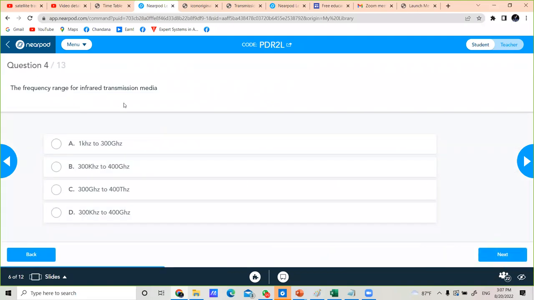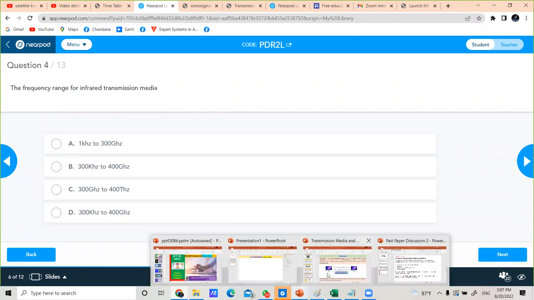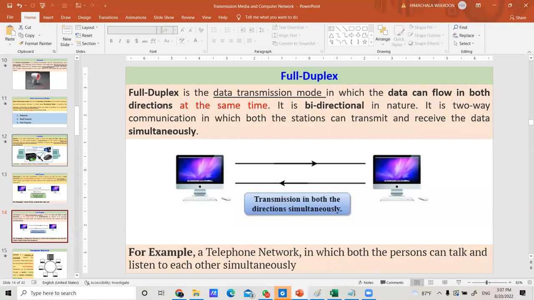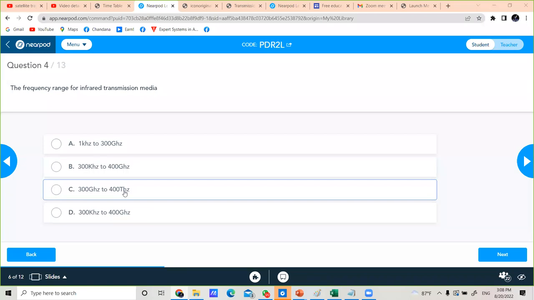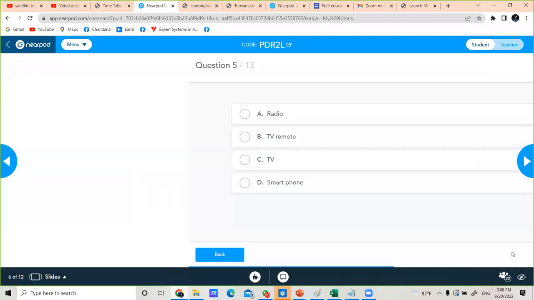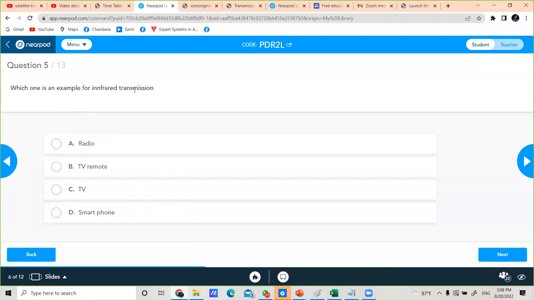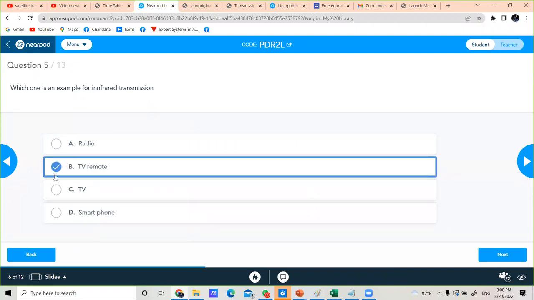The frequency range for infrared transmission. What's the frequency range for infrared? For the infrared frequency range, 300 gigahertz to 400 terahertz. Answer should be C. Which one is an example for infrared transmission? TV remote. Right. I explained it a few times earlier, TV remote.